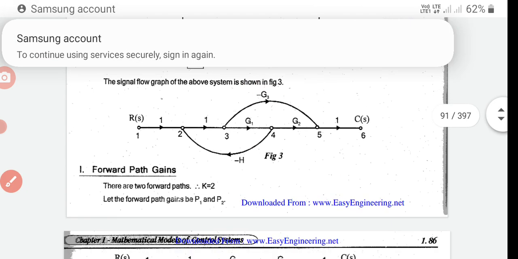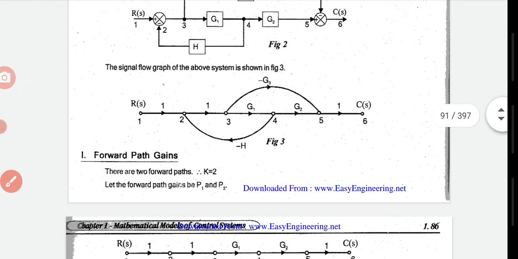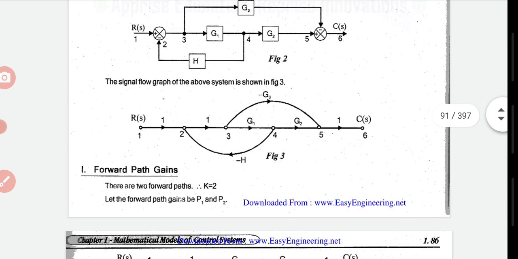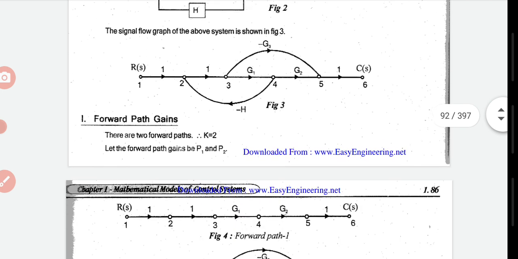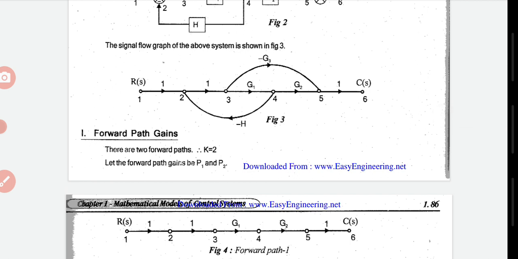So after drawing the signal flow graph from the block diagram and representing the values, now we should find the overall gain of the system. How are you going to calculate the overall gain? By using Mason's gain formula. What is Mason's gain formula? 1 by delta, sigma over k, Pk into delta k. Here Pk may be P1, P2, P3 and so on up to Pn, which are the forward path gains.